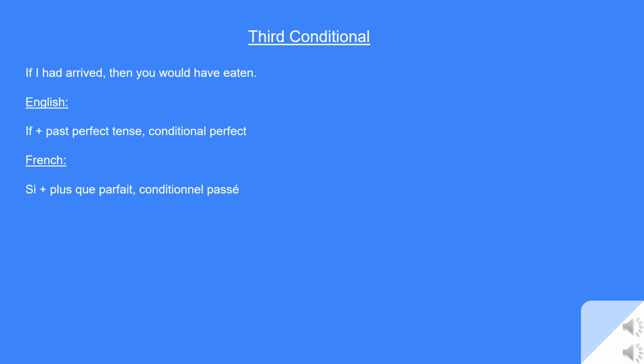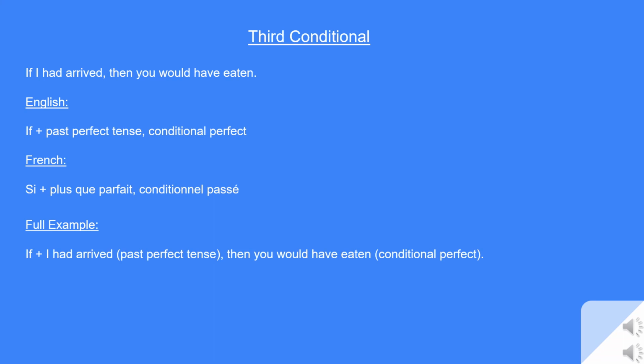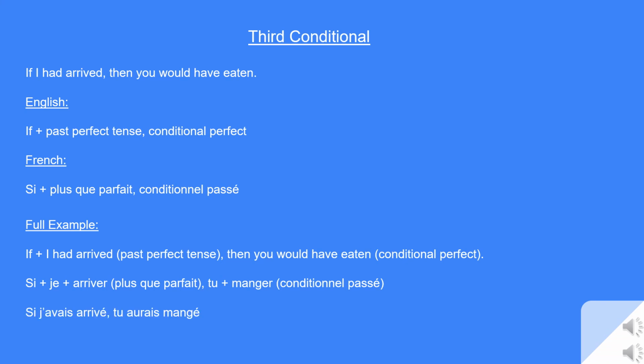So converting that to French, we have si, je, and then arriver, which will be conjugated in the plus-que-parfait, tu manger, which will be conjugated in the conditionnel passé. That brings us to si j'avais arrivé, tu aurais mangé.